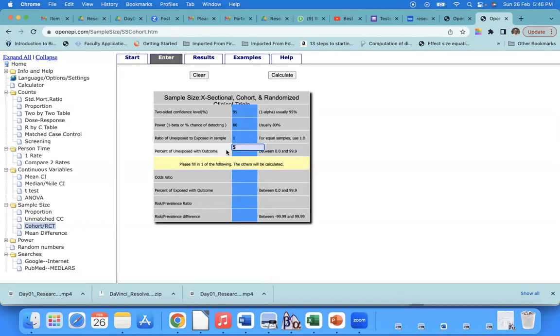Okay. So for percentage of unexposed with outcome, we can put 5. That means among non-smokers, 5% got lung cancer. I'm just giving an example. Then percentage of exposed with outcome. Among smokers, maybe 40% got lung cancer. So one group is 5, one group is 40. We can give like that. Then click calculate.